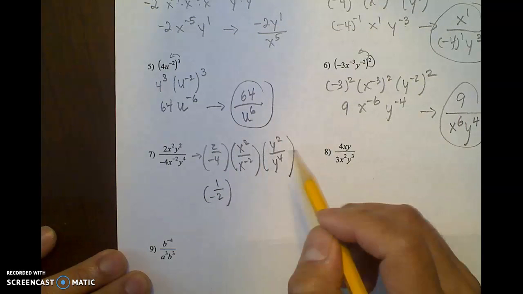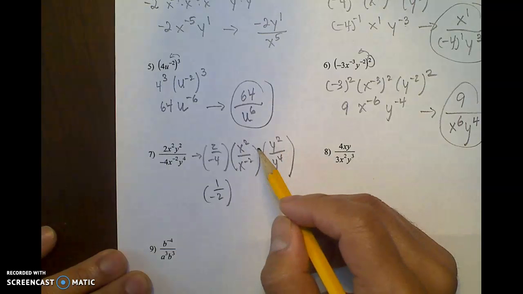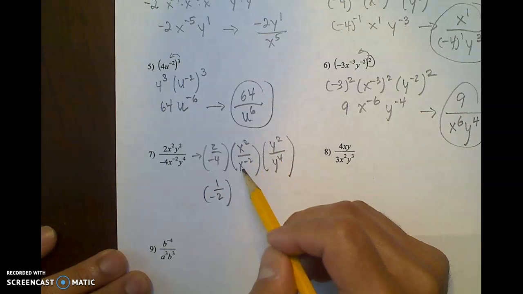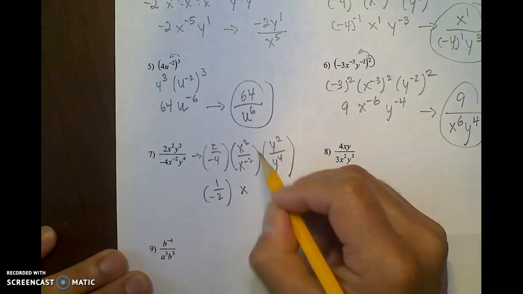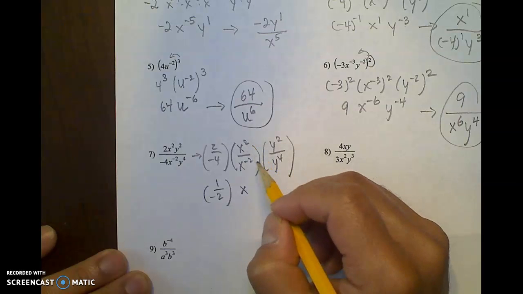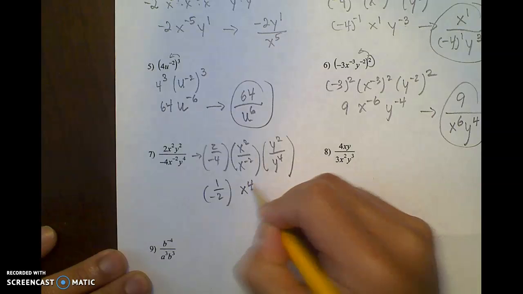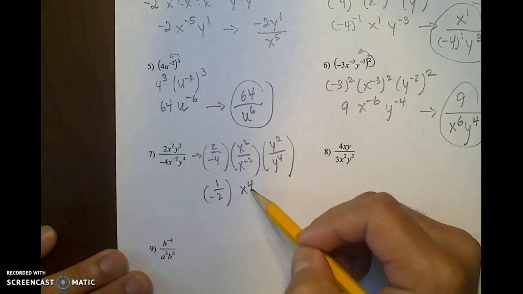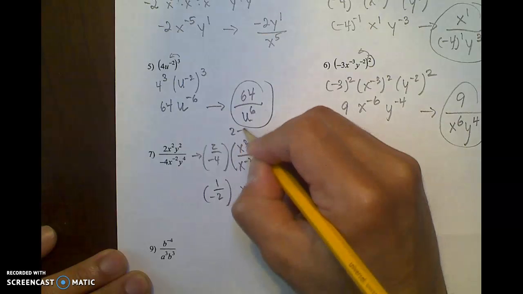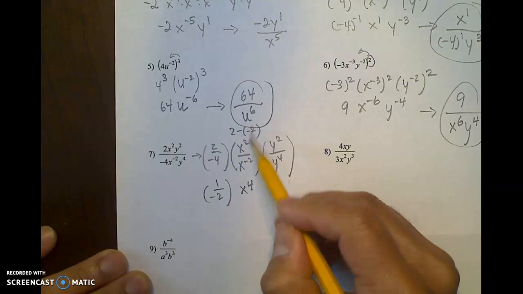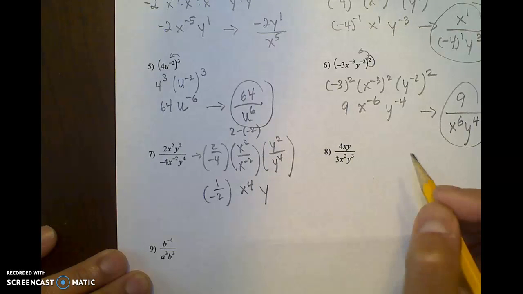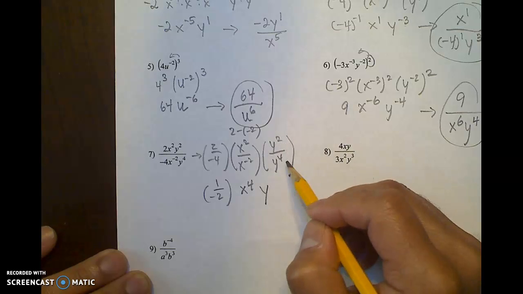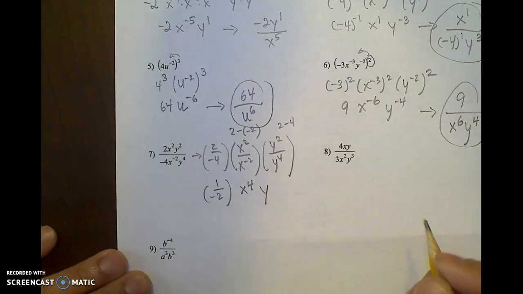Here's where we're going to use that quotient rule. Again, the quotient rule goes like this. When you're dividing the same base, you keep the base and you subtract the exponents. 2 minus -2 is +4. That's how I got +4: I took 2 minus -2, top minus the bottom exponent. Get to the y's, keep the base, subtract top minus bottom exponent. 2 minus 4 is -2.